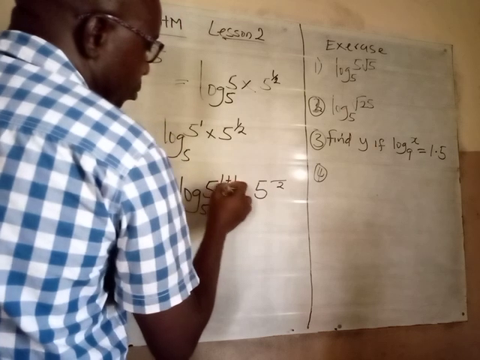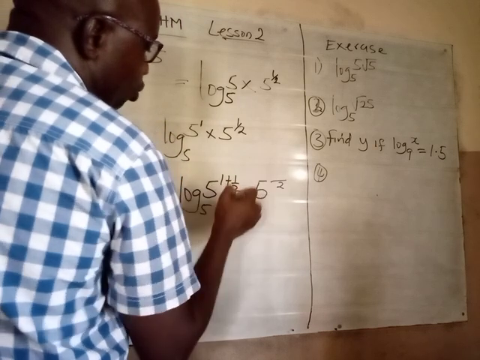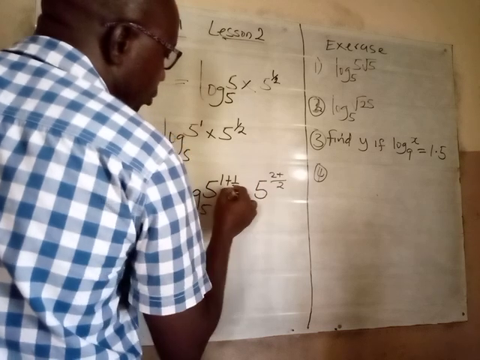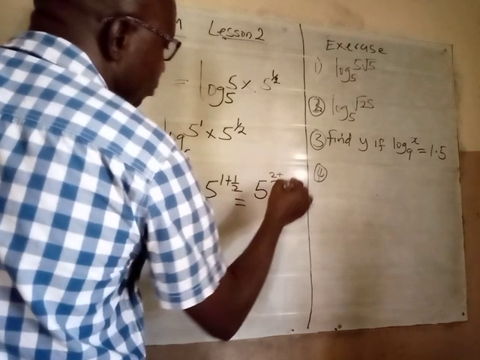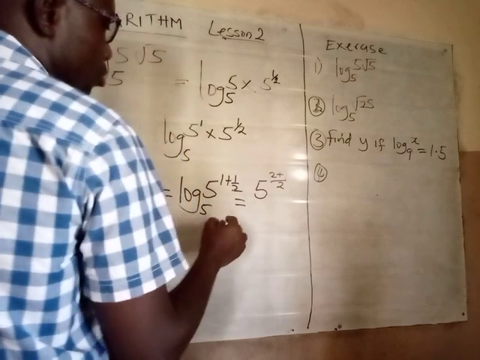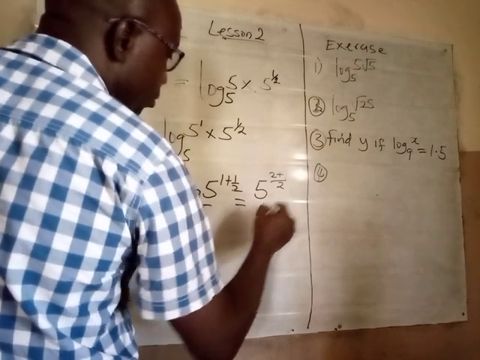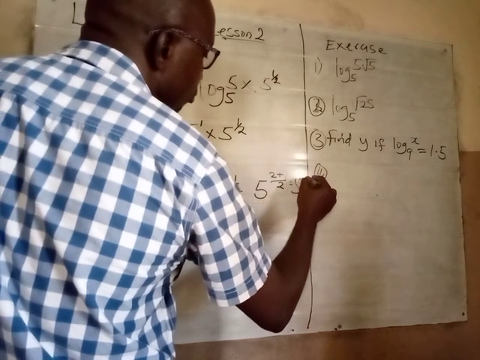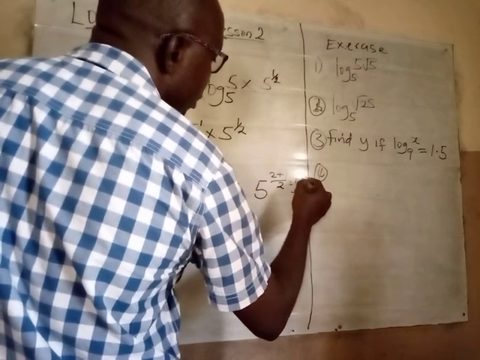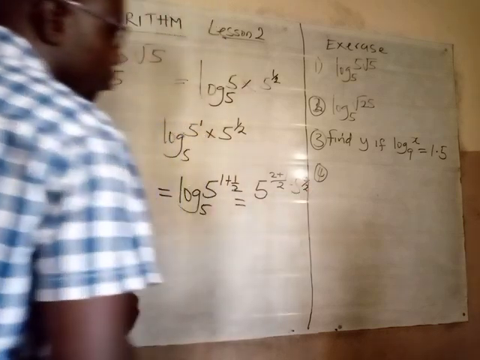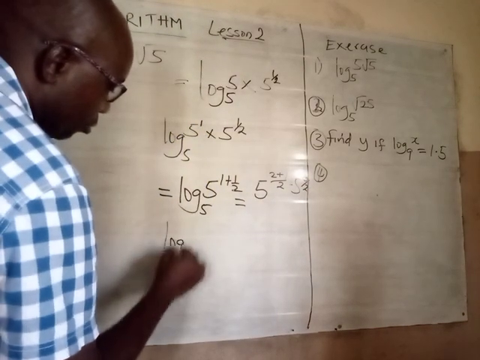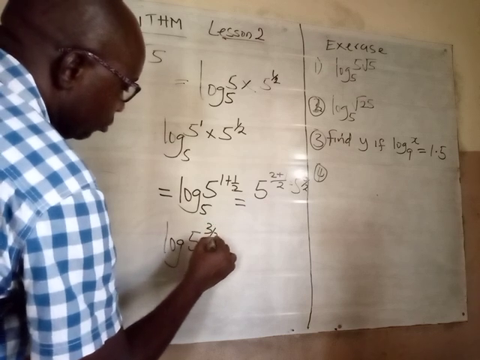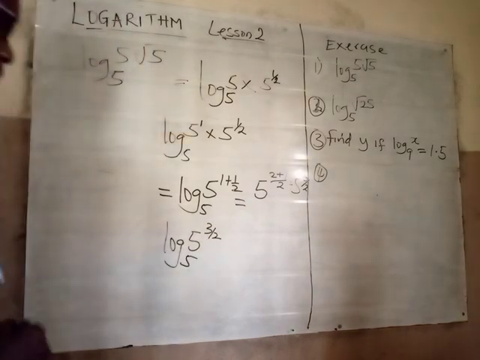By the time you add this, the LCM is 2. 1 divided by 2 is 2, 2 times 1 is 2, 2 plus 1 is 3, so what you now have is 5 raised to power 3 over 2. So you come here: log 5 raised to power 3 over 2 base 5.